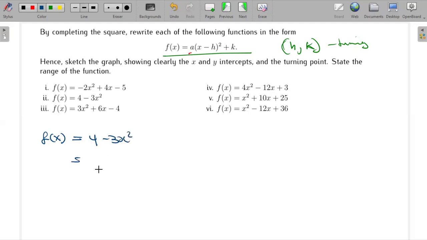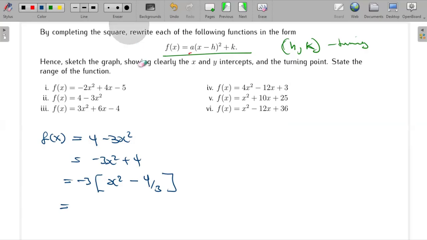First of all, they've told you to complete the square. So you have negative 3x squared plus 4. If I take negative 3 out, you have x squared, and then minus 4 over 3. Now look here, the coefficient of x is not here. So x itself is not here.